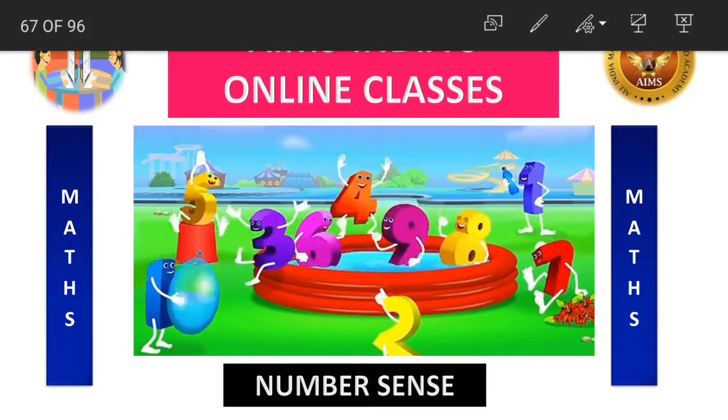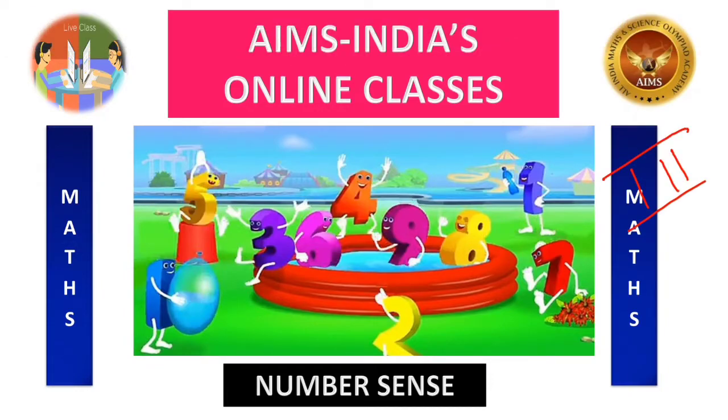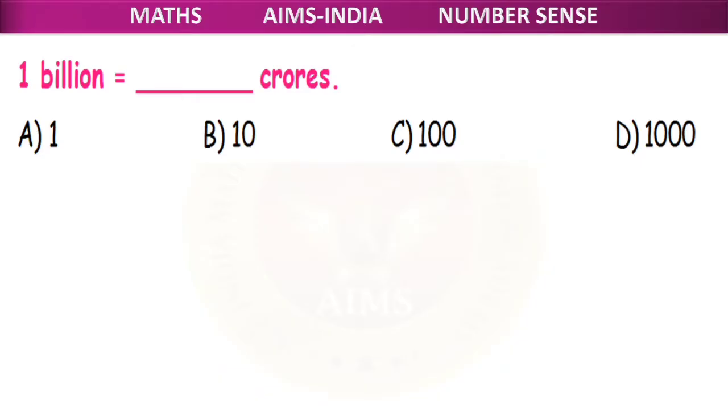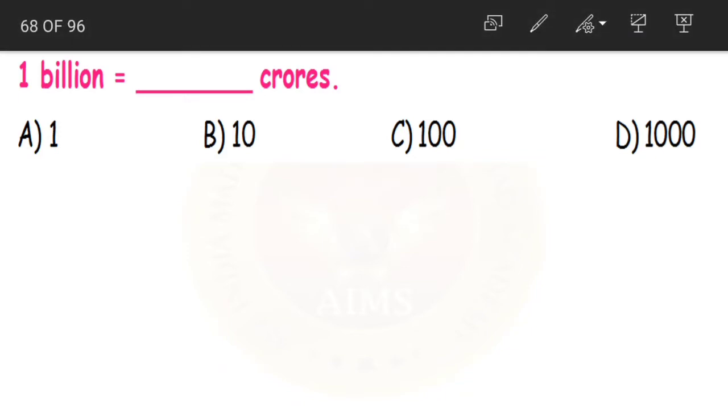So this is part 3 of previous Olympiad questions from the topic Number Sense. Okay, let us start with question number 1. 1 billion is equal to dash crores. Again, what is this? Billion is from the international system and crores is from the Indian system. So yes, first let us write the international system.